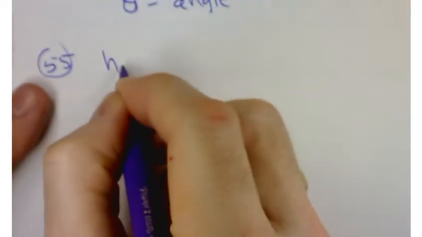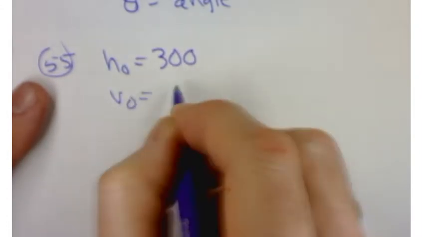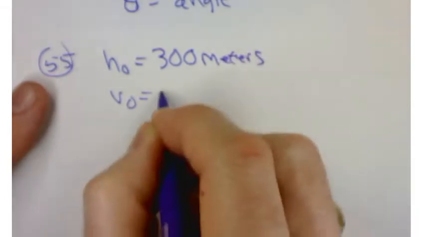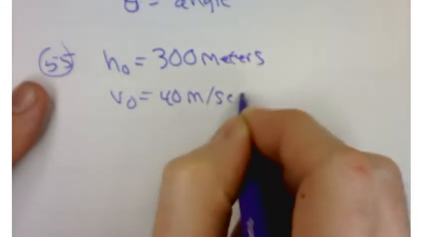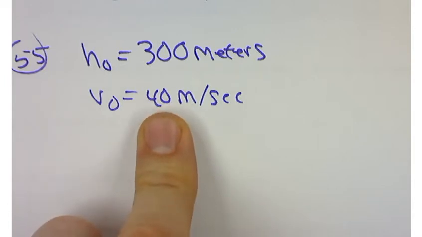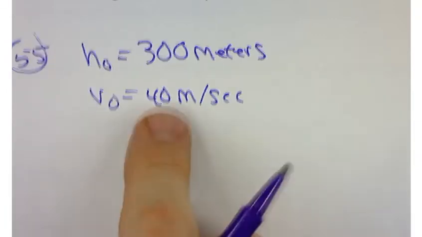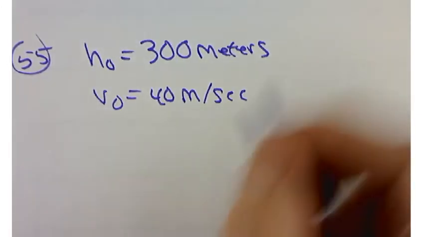So H naught is 300 meters. That's really tall. Adam's got some courage standing next to a cliff that tall. 40 meters per second. That sounds really fast. Let's see. If you're traveling 60 miles an hour, that's 88 feet per second. This is more like 120 some feet per second. So, yeah, I don't think Adam's that strong. I mean, even Phil Mickelson wouldn't be hitting it that fast. Okay, let's keep going with the author's fantasy here.